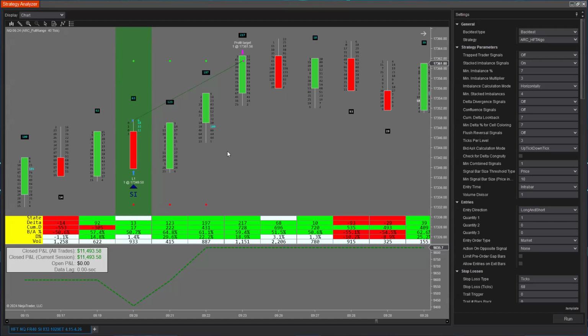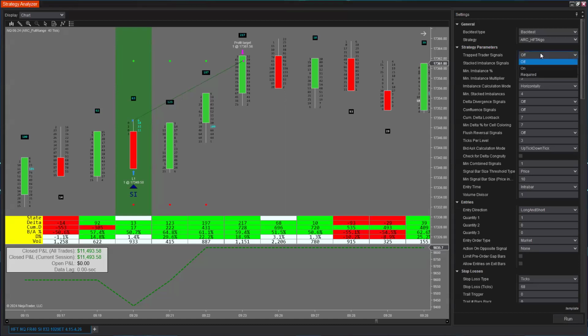Cool deal. Let's move on. Okay, so next we have trapped traders. Oh, this would be for optimization.